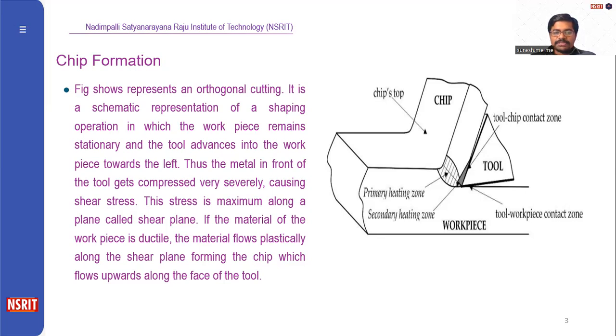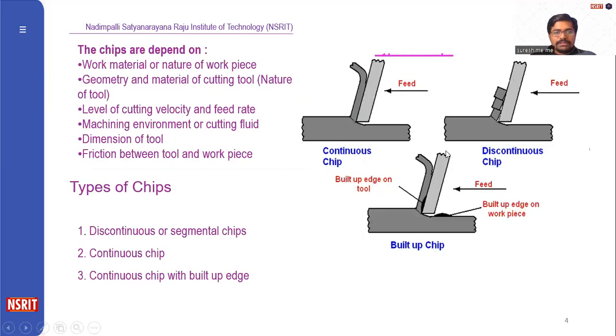So if the material of the workpiece is ductile, the material flows plastically along the shear plane, forming the chip, which flows upward along the face of the tool. The chips depend on the work material and nature of the workpiece we are using for machining, the geometry and material of the cutting tool, level of cutting velocity and feed rate, machining environment and cutting fluid, dimension of the tool, and friction between tool and workpiece.